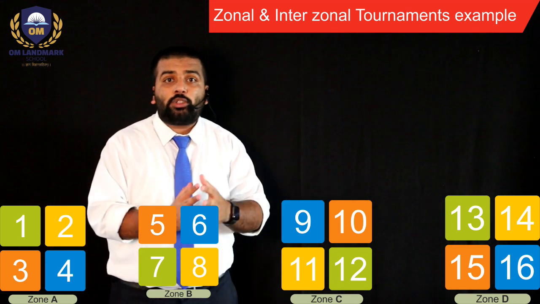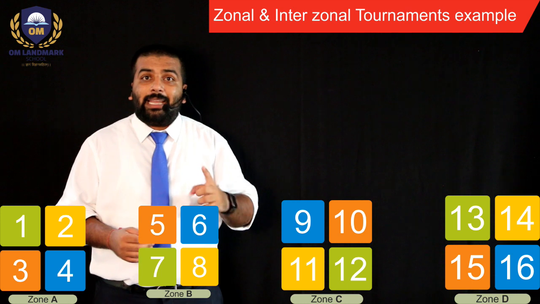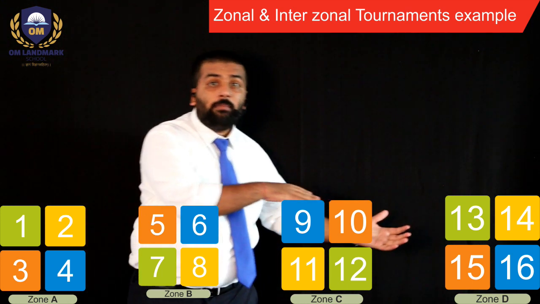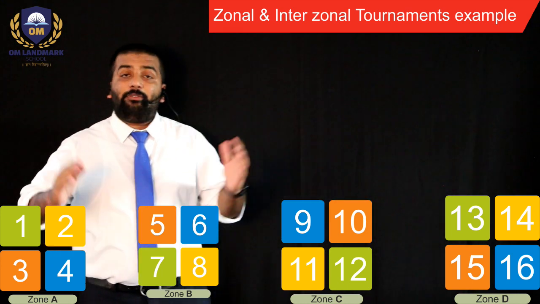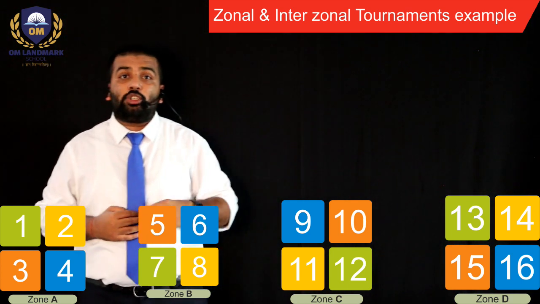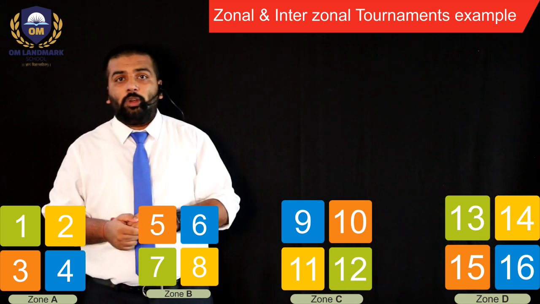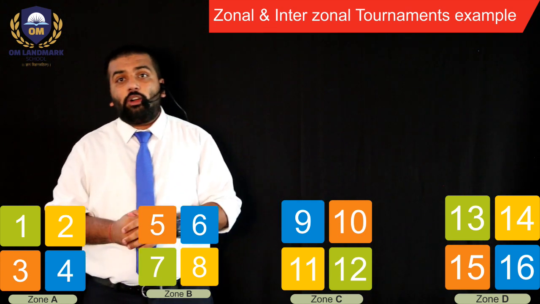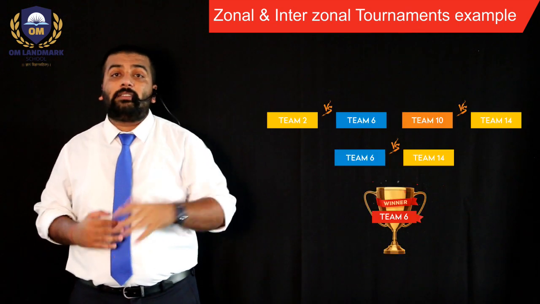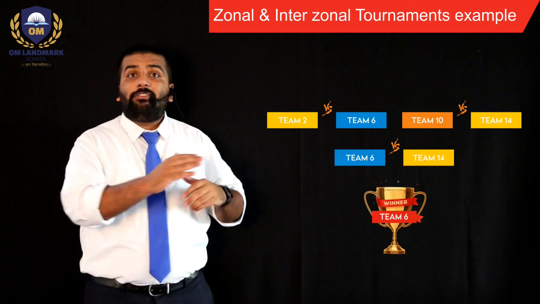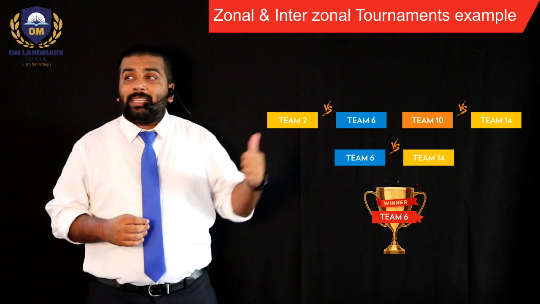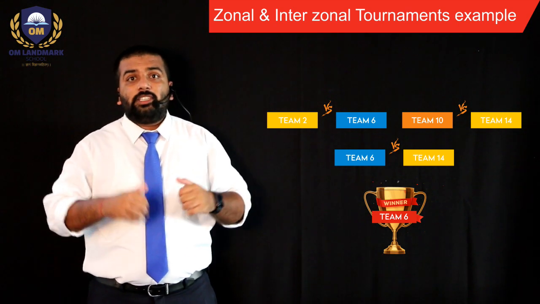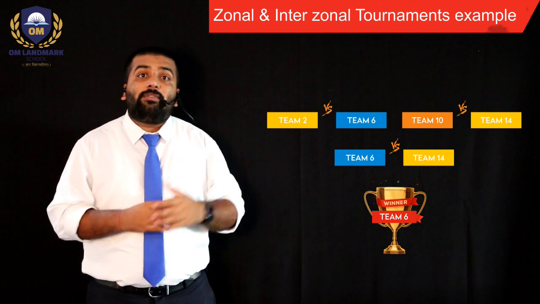From all these four zones, they each get one champion. They all come to the interzonal tournament. Say Zone A got team number 2, Zone B got team number 6, Zone C got team number 10, and Zone D got team number 14. These teams, 2, 6, 10 and 14, play a knockout tournament, and team 6 wins. So this is the champion. This is the example for zonal and interzonal tournament.